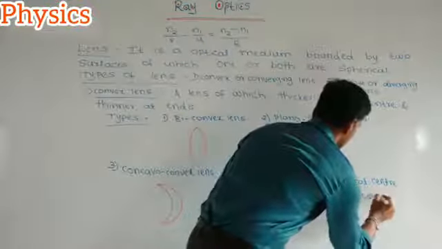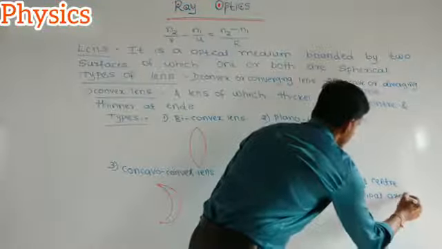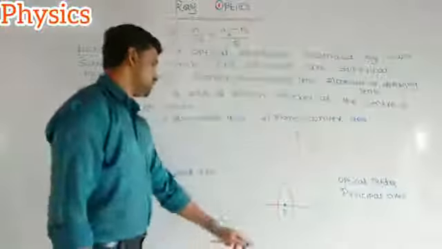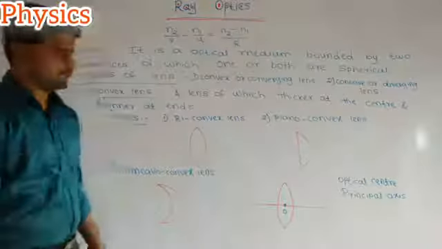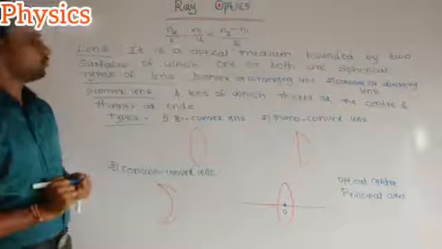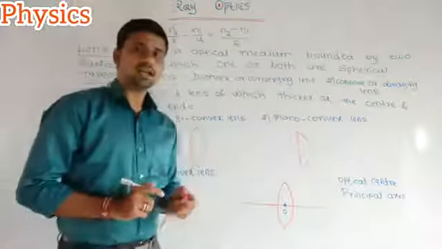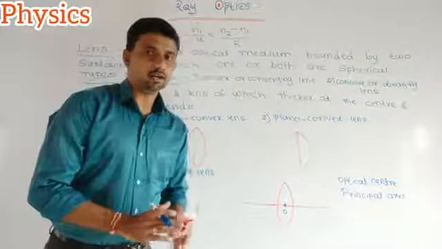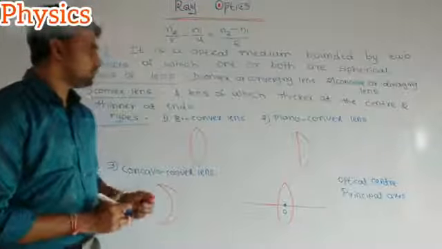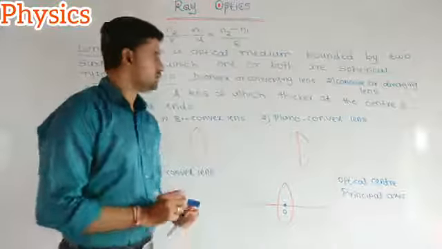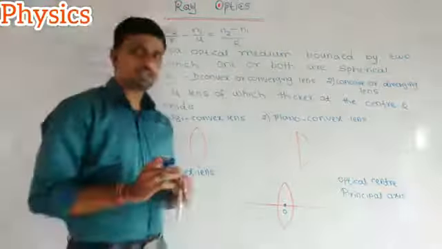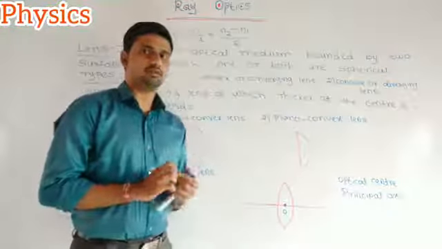Principal axis. It is the line which is passing through the optical center of this biconvex lens. Now I am going to incident a parallel beam of light, or parallel rays of light, to this lens to observe how the convergence takes place in the case of a convex lens.